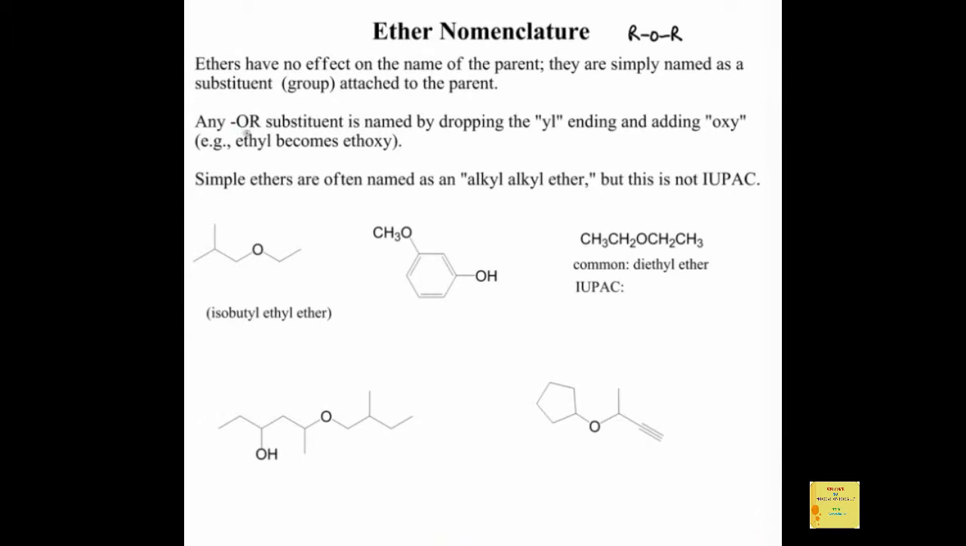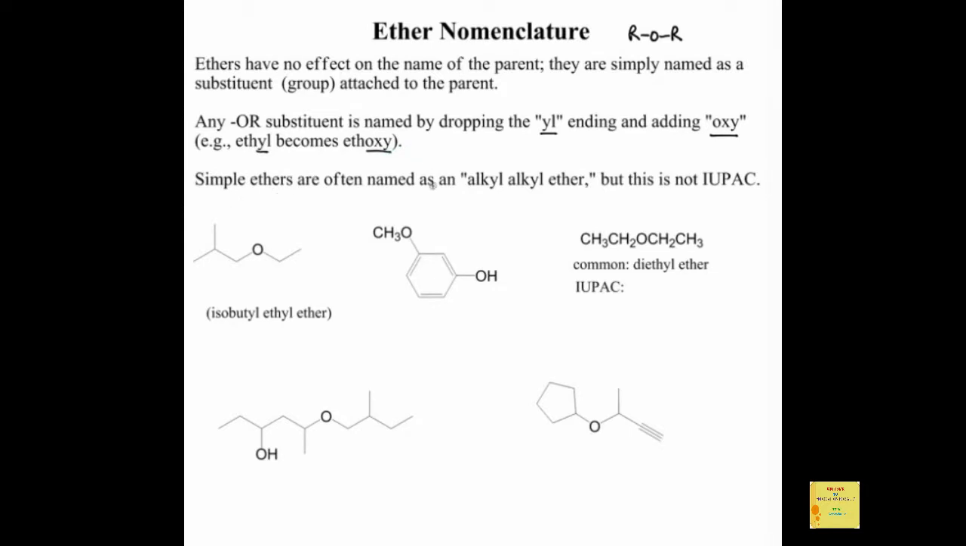Okay, so if we have an OR group hanging off of a parent, normally we would call that R group by a YL ending, like methyl, ethyl, propyl. What we're going to do is change that YL and make it oxy instead. So instead of ethyl, we have ethoxy. So we have ethoxy, propoxy, butoxy, and so on.